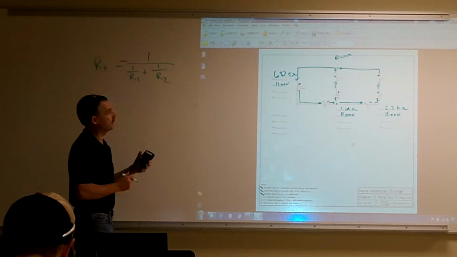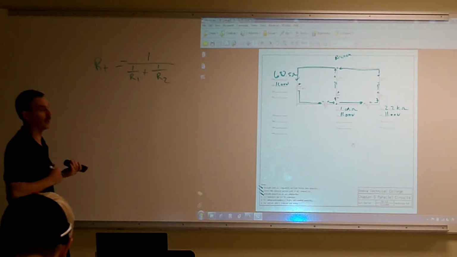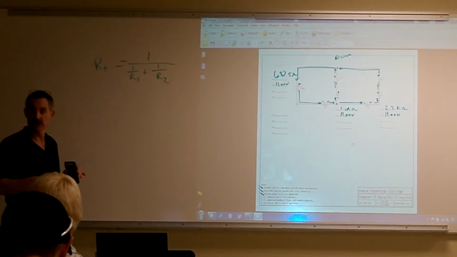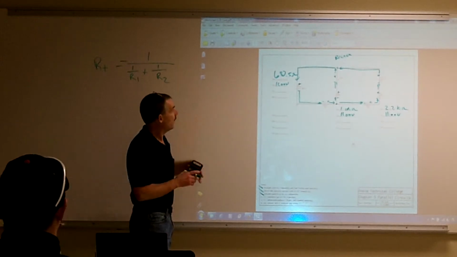What happens if I keep on adding resistance into a series circuit? What happens to my current? It starts to go down because my resistance starts to go up. Inversely.